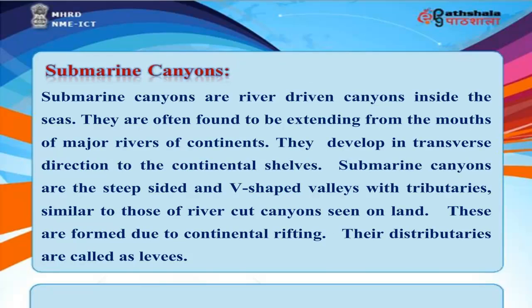Submarine canyons. Submarine canyons are river-driven canyons inside the seas. They are often found extending from the mouths of major rivers of continents. They develop in transverse direction to the continental shelves. Submarine canyons are steep-sided, V-shaped valleys with tributaries similar to those of river-cut canyons seen on land. These are formed due to continental rifting. Their distributaries are called levees.